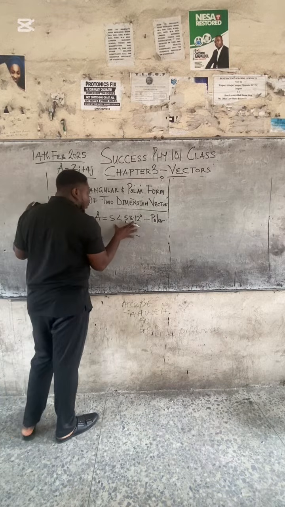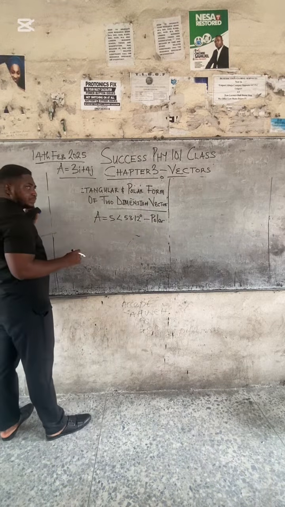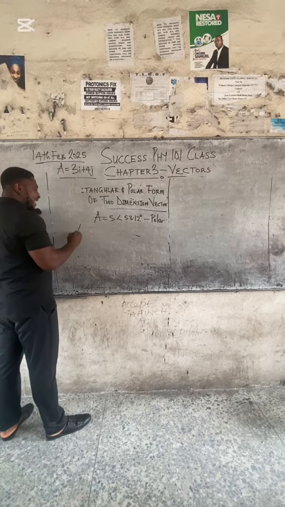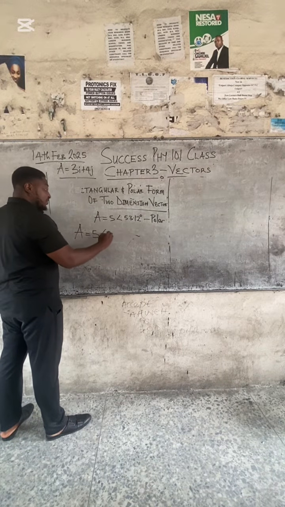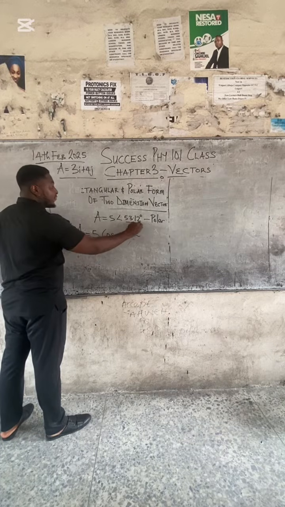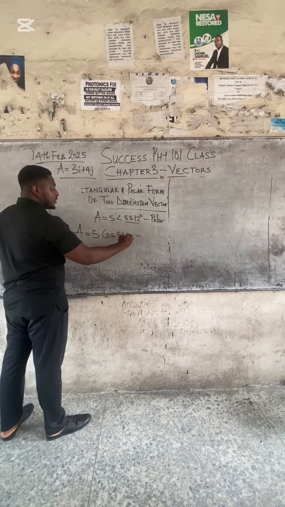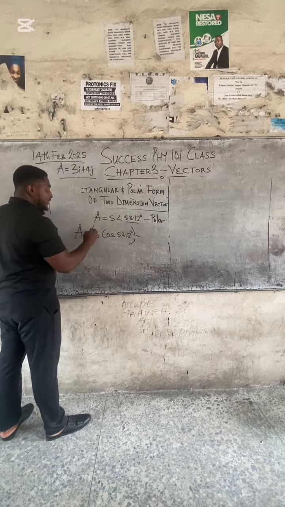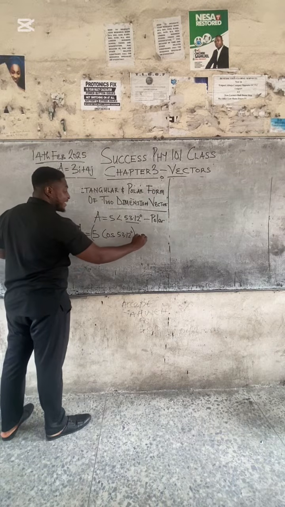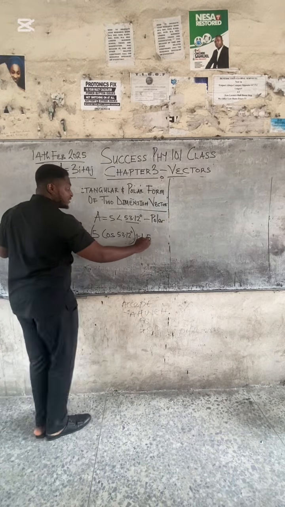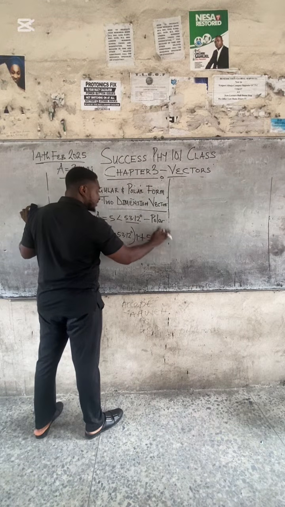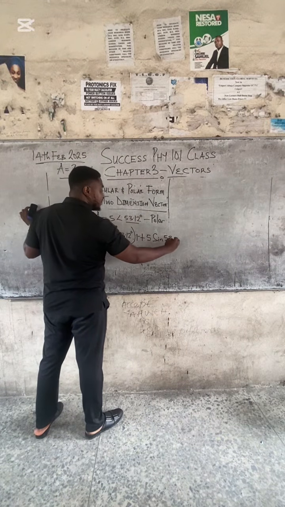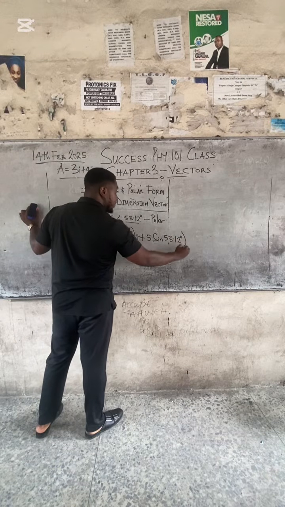Class, we change this vector polar to rectangular. We are going to say A is going to be equal to 5 cos. You start with cosine. What's the angle? 53.12 degree. Put everything inside the bracket. i plus 5 again. But this time, instead of cos, you say sine. You say what? Sine 53.12 degree. Put everything inside bracket.